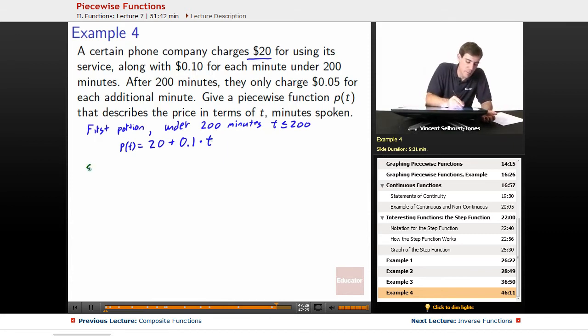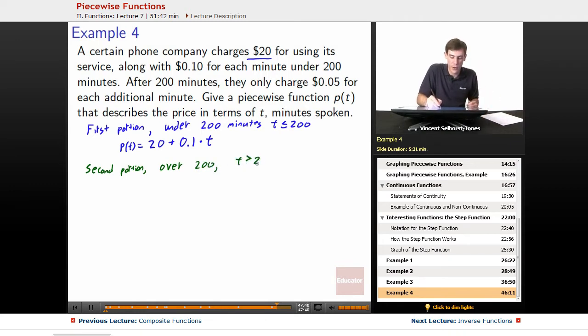What about the second portion, though? That's where things start to get a little complicated. So in the second portion, when we're over 200, which is to say t is greater than 200, and actually it could be greater than or equal because we know that they're going to have to agree. There's not going to be a sudden jump there. And we'll talk about that more later. It's a way of checking this function, actually.